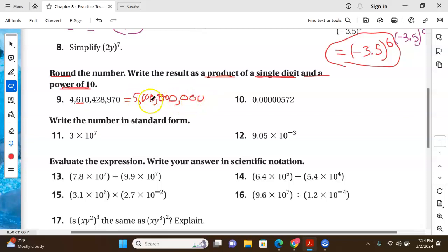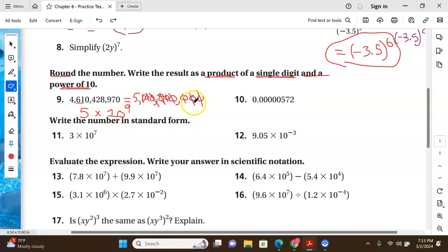Again, that's 5 billion. So I round the number up to 5 billion, and then from there, my single digit is going to be 5. And I want you to turn that into a single digit and a power of 10. So multiply by 10. Like I said earlier, there should be 9 zeros in a billion. 1, 2, 3, 4, 5, 6, 7, 8, 9. So my answer is 5 times 10 to the 9th power.